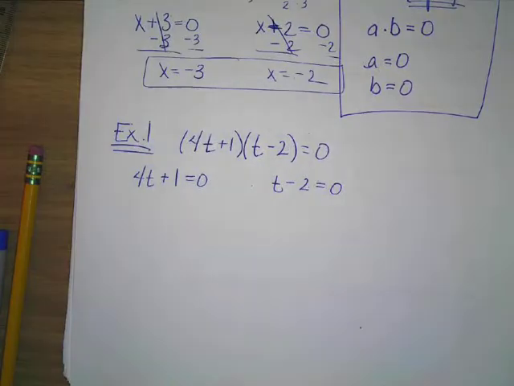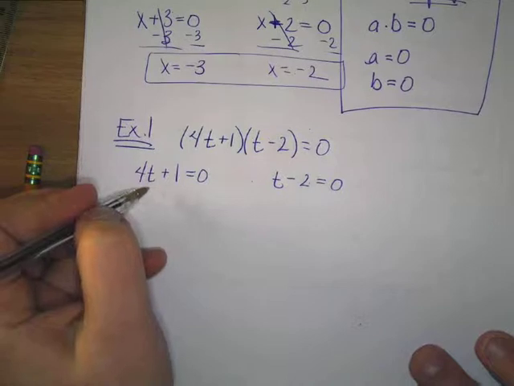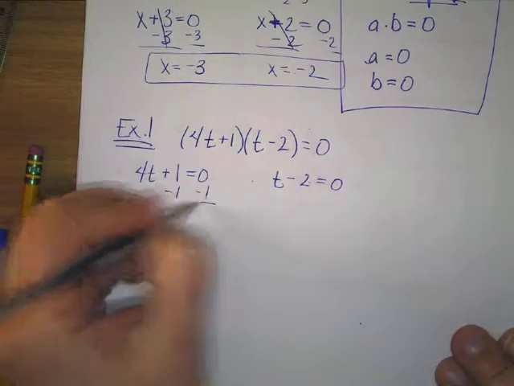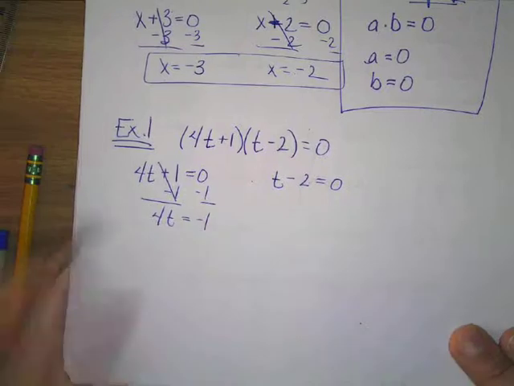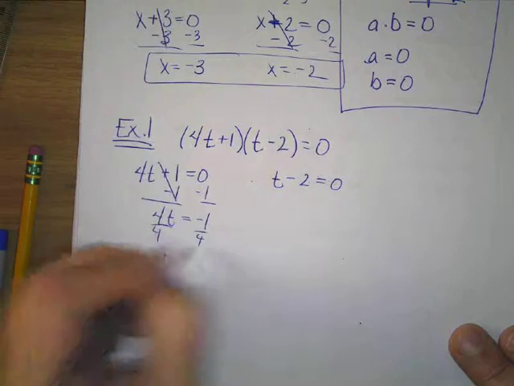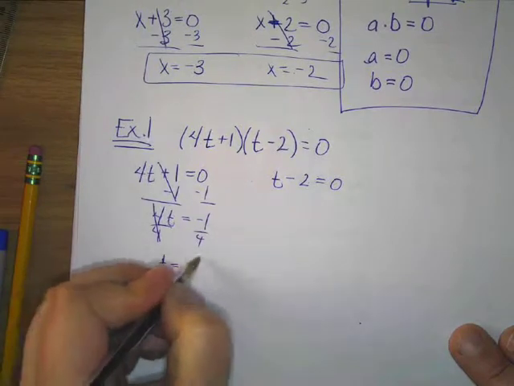And then we're going to solve them separately. Are you okay with the first step on that part? And then how do we solve this for t? So 4t equals -1. Divide both sides by 4. So t equals -1/4.